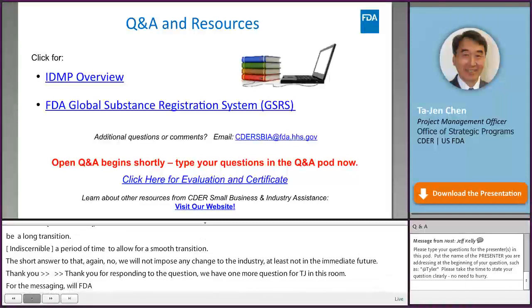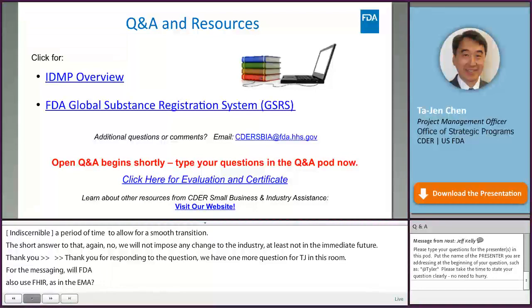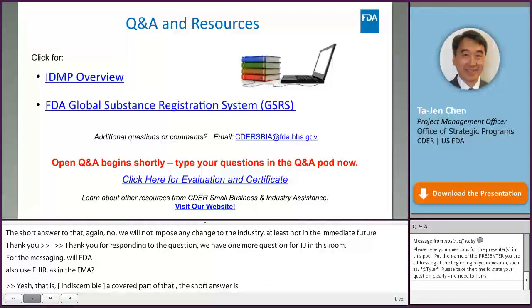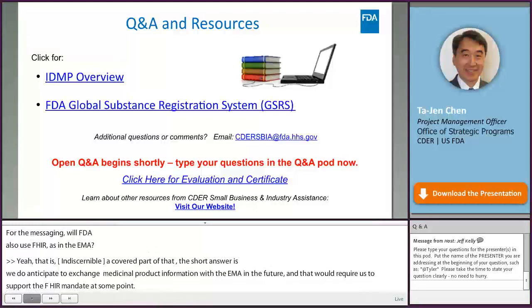Thank you. Yeah, I think in my previous answer, I covered part of that. Short answer is we do anticipate to support or exchange medicinal product information with EMA in the future. And that would require us to support the FHIR message at some point. And we are collaborating with EMA during the HL7 FHIR development, and we are monitoring the whole progress. Thank you.